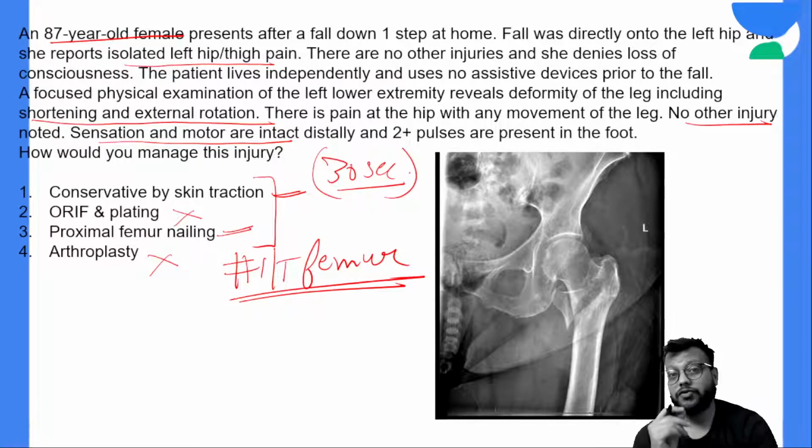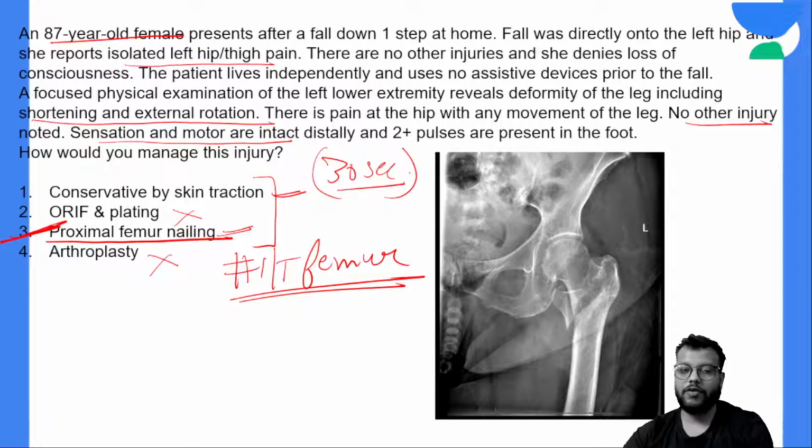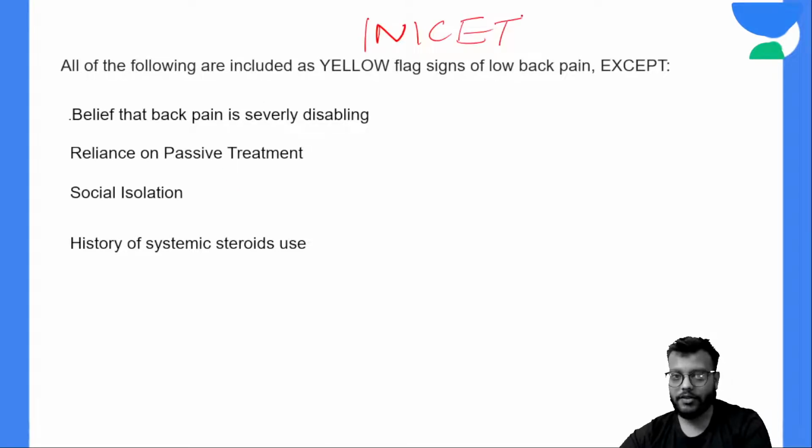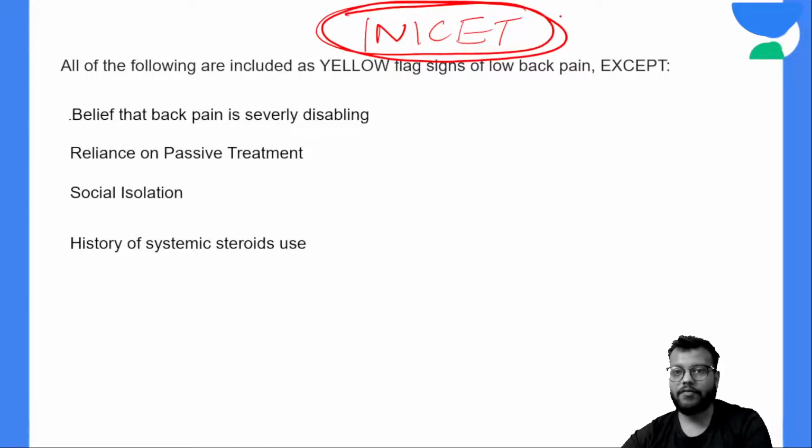The treatment of choice is your nailing in case of IT femur, that too not simple intramedullary nail of the femur, a special proximal femur nailing or proximal femur nail. Okay, so the answer for this question will be 3, that is proximal femur nailing. Okay, now this is very important for the INICET examination. It has been asked 2 times already, that's why I have again included this question.